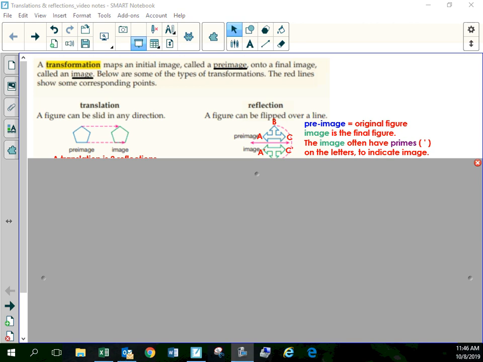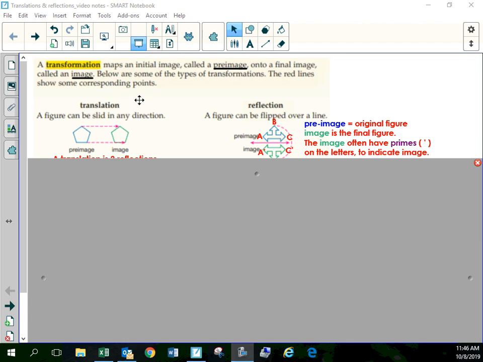All right, good morning, class. Today we're going to talk about transformations. We're going to talk about two transformations in particular, translations and reflections. Next class we'll talk about rotations specifically and glide reflections.